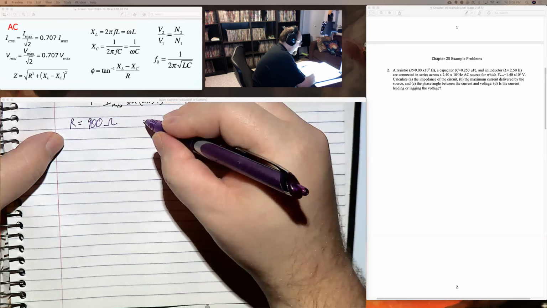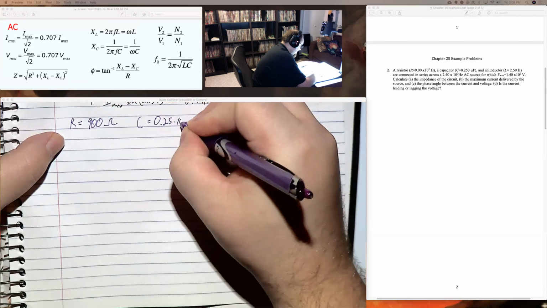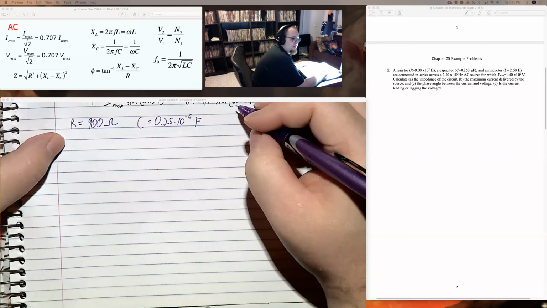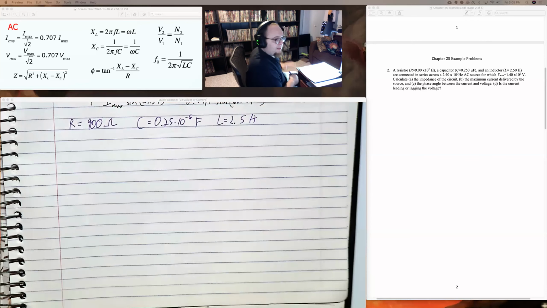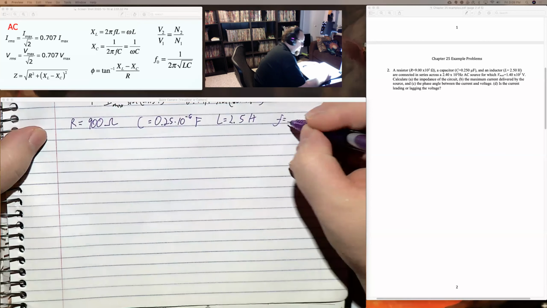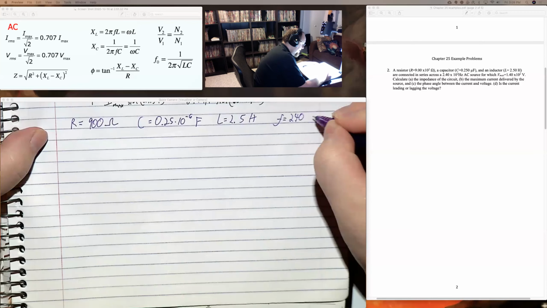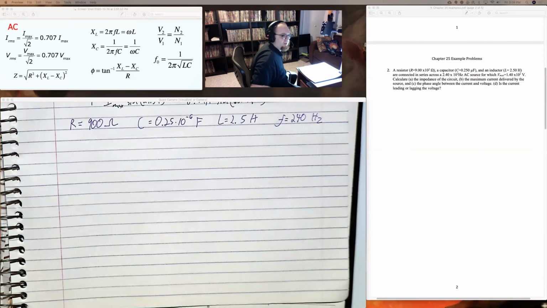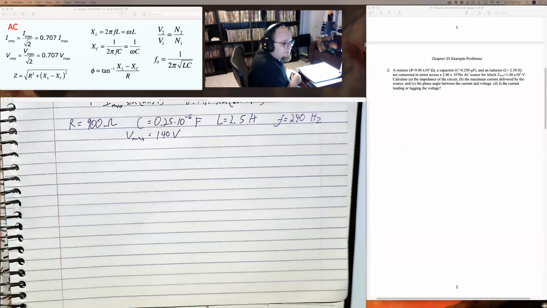A capacitor that's 0.25 microfarad, so 0.25 times 10 to the negative 6 farads. An inductor that's 2.5 henries. And it's connected across a power source with a frequency of 2.4 times 10 to the second, or 240 hertz. And I give Vmax as 140 volts. Okay, first off, what's the impedance?